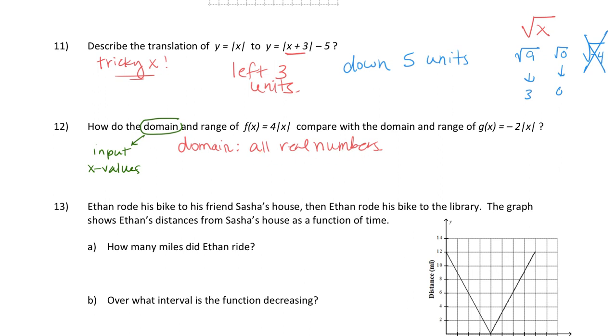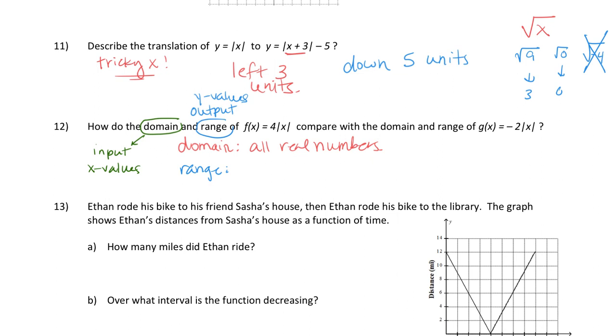All right, so next let's talk about range. Range is the output. So the output of your function you can think of as the y values. So when we put in positives, negatives, and 0 for x, what type of numbers do we get back? What would our output be?